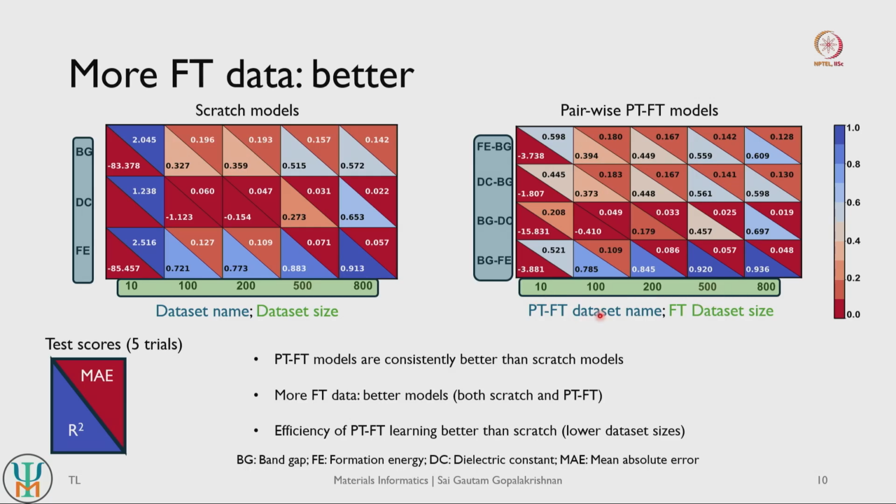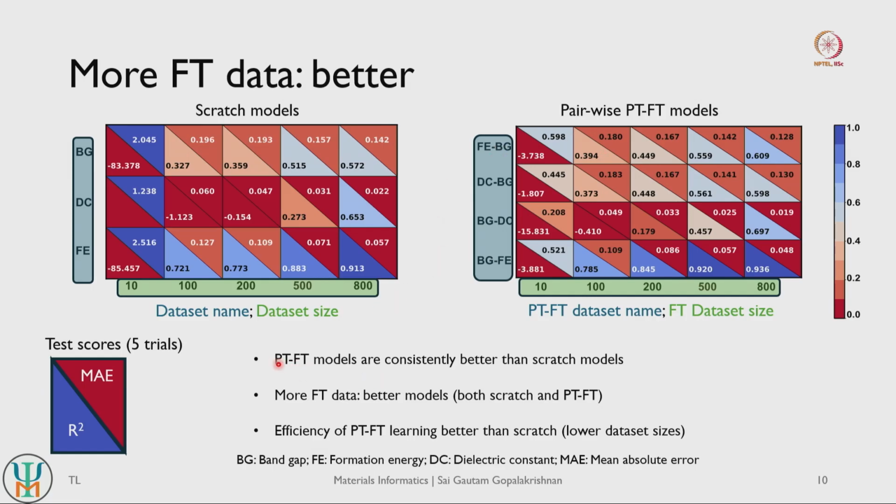All of them use the same data set size for pre-training. So they use the same number of data points, but for fine tuning we are considering a varying number of data points, from 10 all the way to about 800 here, and the notations are the same. So lower triangles are R2 scores and upper triangles are mean absolute errors. This is a lot of data, so let me give you a quick summary.